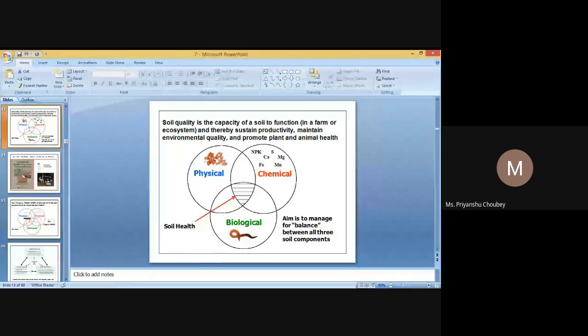So here is completed all the basic information about soil nutrition, soil environment, and how to prepare a soil. Thank you.